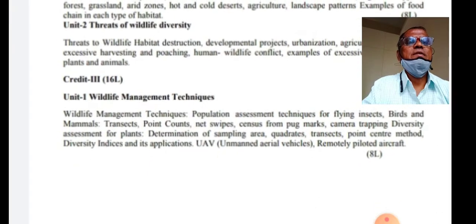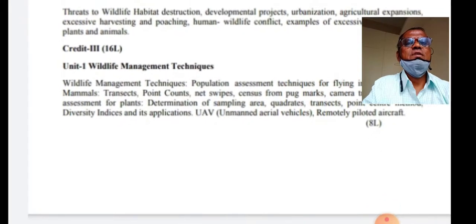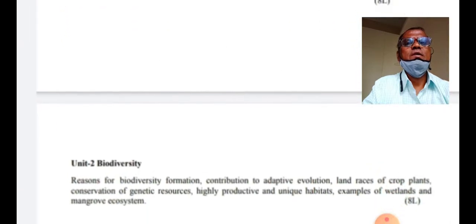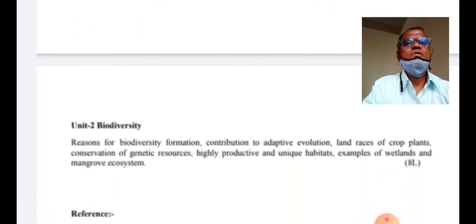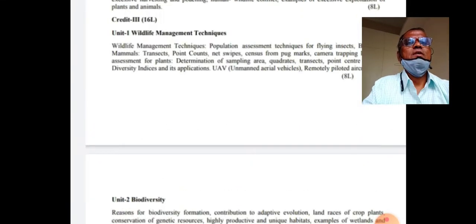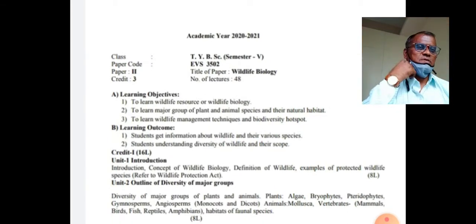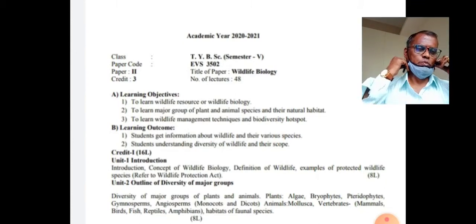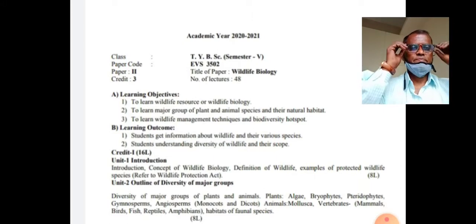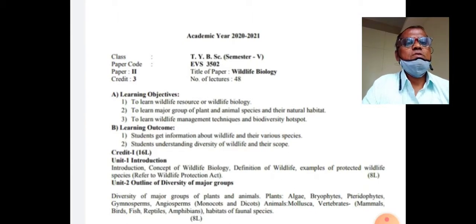And there is a third credit, which is wildlife management techniques. There is a detailed syllabus, but I can't waste more time here. We just have to see what the syllabus is, and the last unit is biodiversity. Remember, there are 3 credits in each paper. In the online lectures, we are going to go point-wise, and it is a very interesting part, as you are all studying environmental science. It is a challenging one.